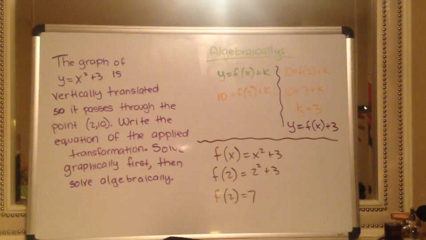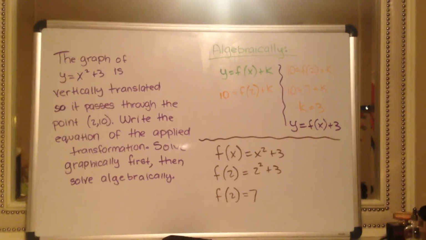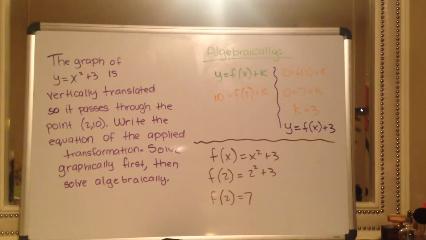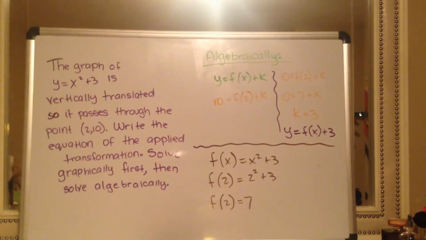Since the transformation equation is y equals f of x plus k, and we know that k equals 3, the equation of the vertical translation is y equals f of x plus 3.